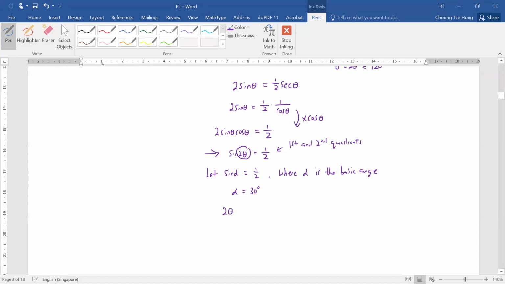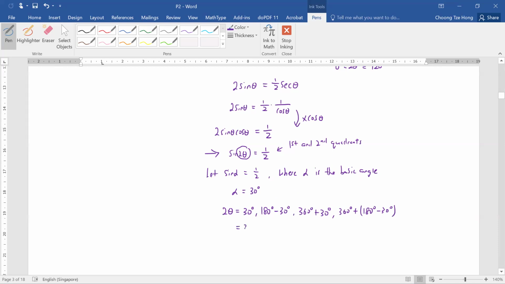So the first angle for 2 theta will of course be 30 degrees, the angle in the first quadrant. In the second quadrant, basic angle is 30, so the angle will be 180 minus 30. Then now we're going to go to the second round already. To find the angle in the second round is very easy. Just add 360 to both of the angles that we have found in the first round. So 360 plus 30, and then 360 plus 180 minus 30. This will allow us to find all the angles in the first and second quadrants that we need, for 2 rounds.